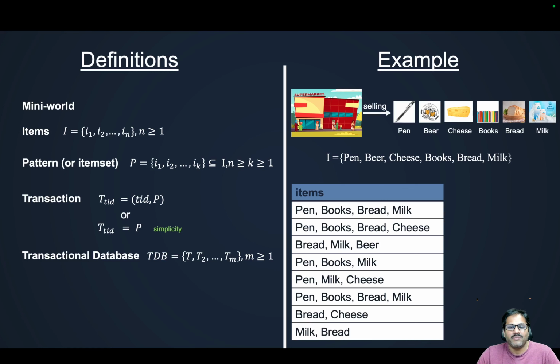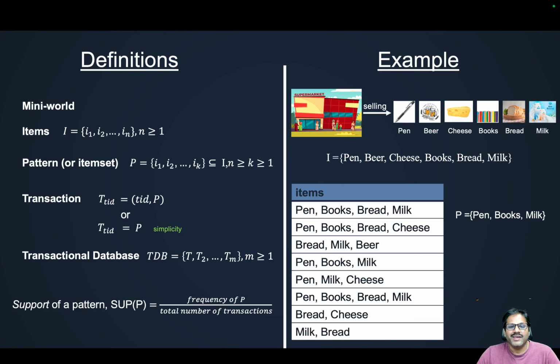To find interesting patterns, we use the measure called support. Support is nothing but frequency of a pattern by total number of transactions. For example, if we consider a pattern as pen, books, and milk, then this pattern is occurring in 3 transactions out of 8. So we simply say the support of pattern P is 0.375 or 37.5%.